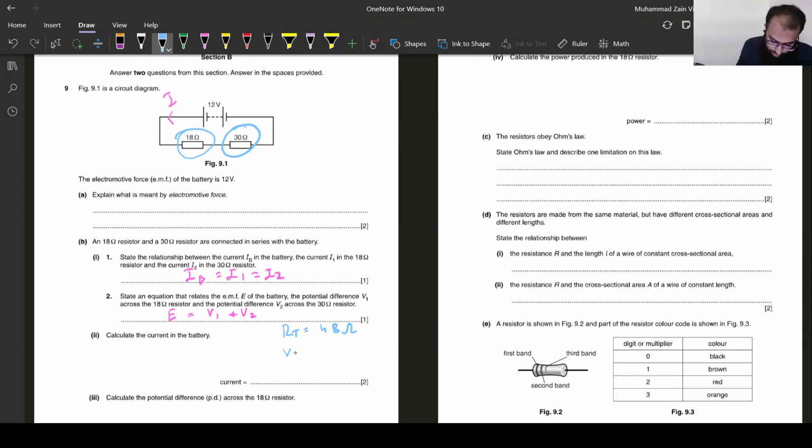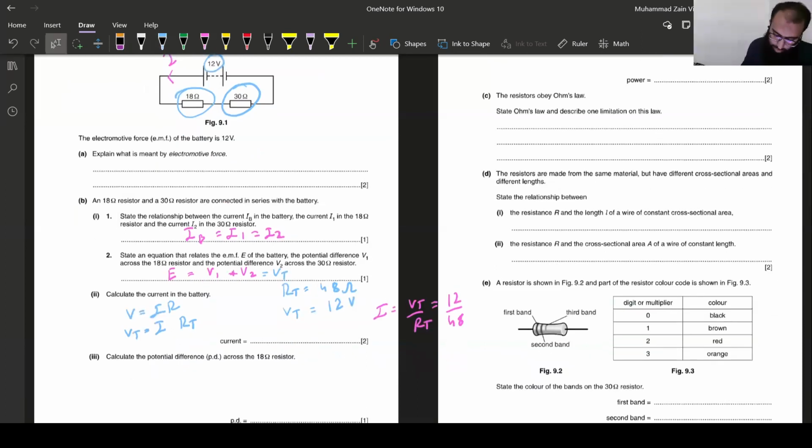And what's the total potential difference across my circuit? I know that it will be equal to 12 volts, which is the EMF of the battery, because this is equal to Vt. And then I can just simply equate the formula. V equals IR, and similarly Vt equals I Rt, where I is the same. So I use this formula and make my equation I equals Vt over Rt. Vt is 12, total resistance is 48, and I get my current, which turns out to be what?